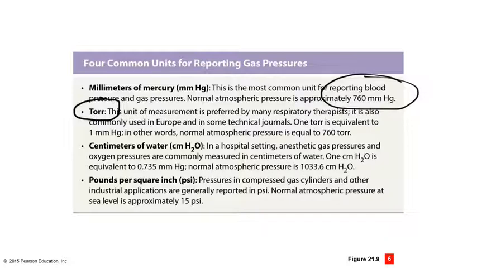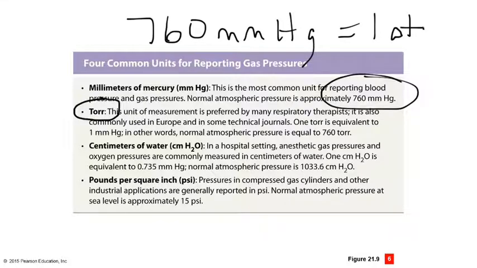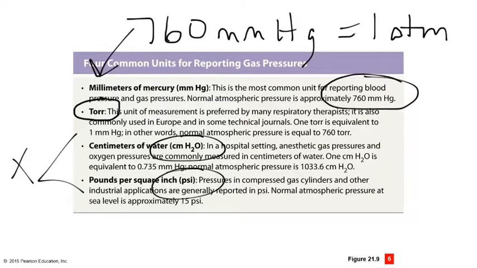So you can replace the words millimeter of mercury with torr, and you'll also hear some people describe 760 millimeters of mercury as equal to 1 atmosphere. Okay, so you've got different units that can be used: 760 millimeters of mercury, 760 torr, or 1 atmosphere, all the same. In a hospital setting, when gas pressures and anesthetic are given, they'll talk about centimeters of water, and you'll also hear about PSI. I won't be using those numbers in this class.